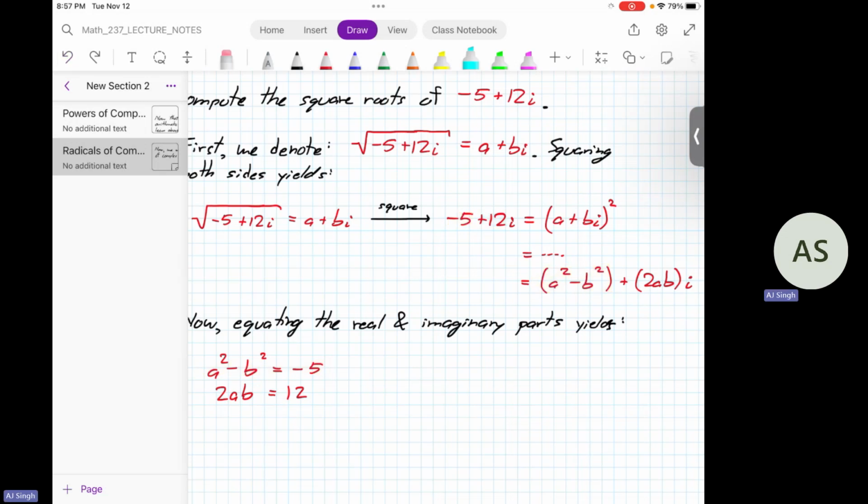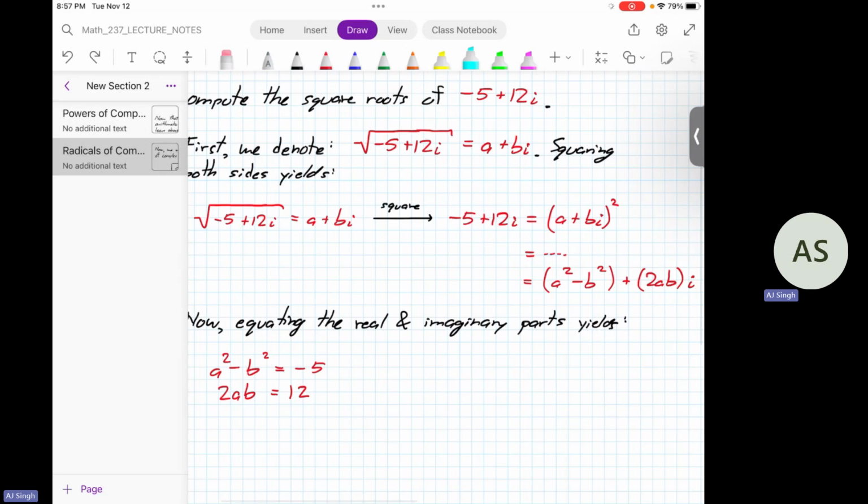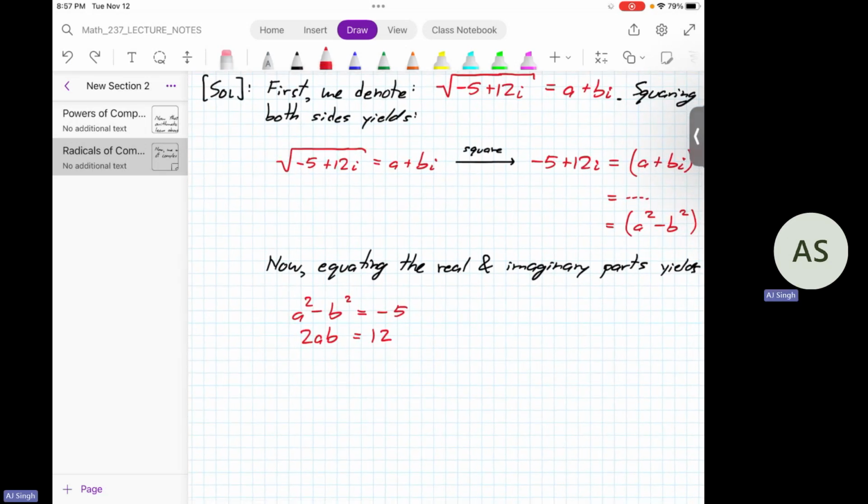And in the second equation, I can divide by 2 just to simplify. So let me take this one and divide by 2. There we go. So that's what I have so far. I now have to figure out what a and b are. A times b has to be +6, and a squared minus b squared has to be -5.